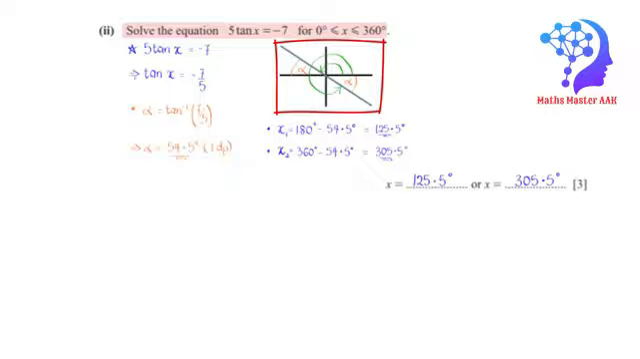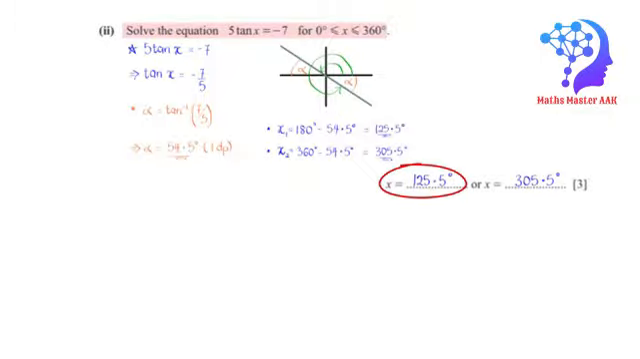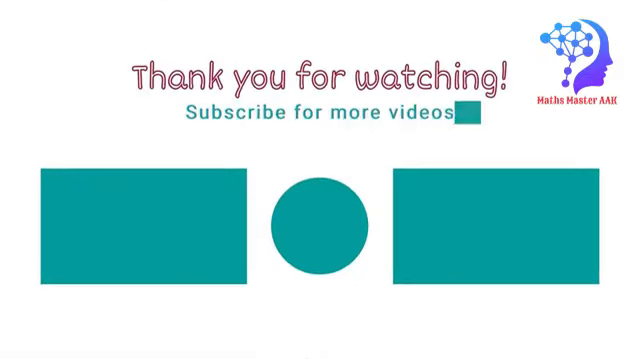And so when we go around the quadrant the first time, we have the first value of x as 180 degrees minus 54.5 degrees. This gives us 125.5 degrees. When we go around the quadrant the second time, we have the second value of x as 360 degrees minus 54.5 degrees, and this is 305.5 degrees. So for our final values of x, we have x is equal to 125.5 degrees or x is equal to 305.5 degrees.